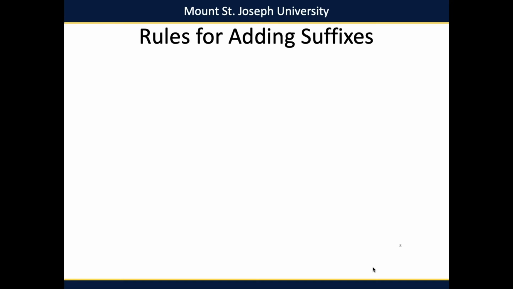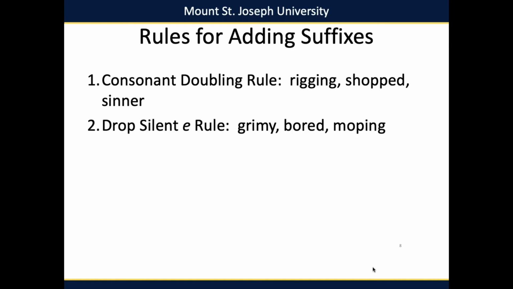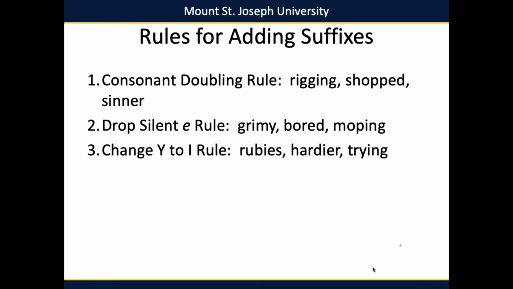There are some rules that can be taught to students about adding suffixes to words when a one-syllable word with one vowel ends with one consonant. Double the final consonant when adding a suffix that begins with a vowel. Think of the word rig and rigging. When a root word ends in a silent E, drop the E when adding a suffix that begins with a vowel. When a root ends with a Y preceded by a consonant, change the Y to I when adding a suffix that begins with a vowel.